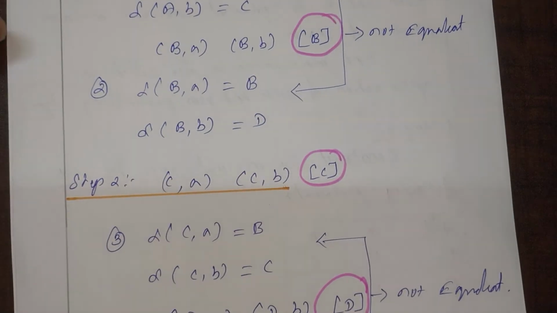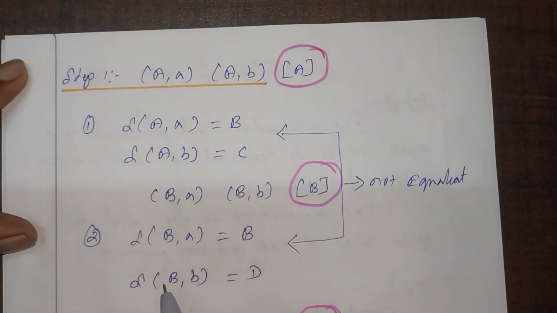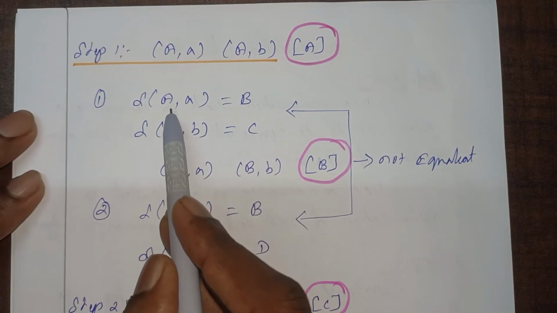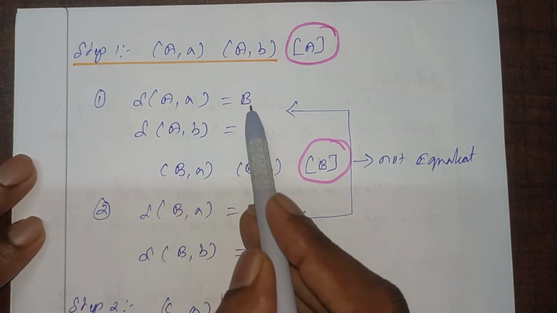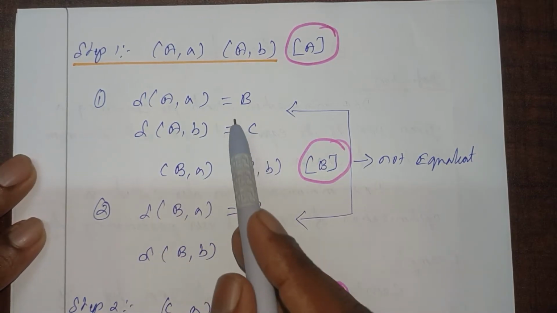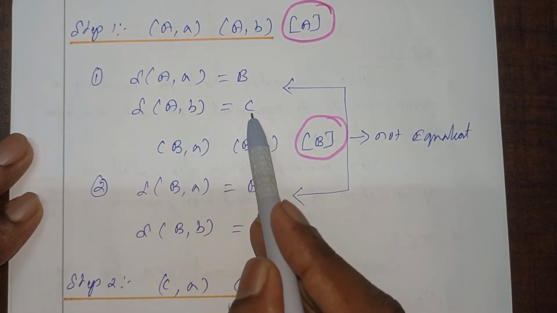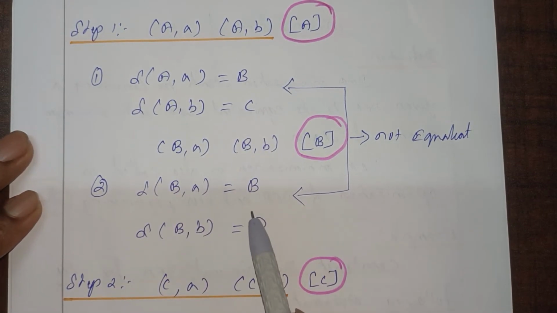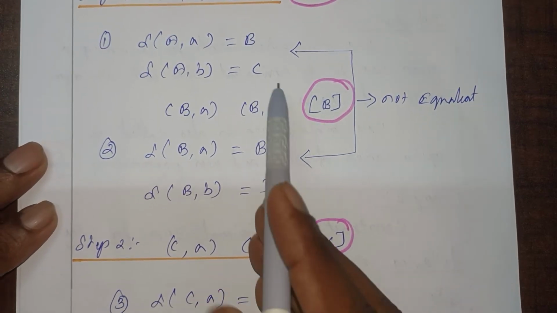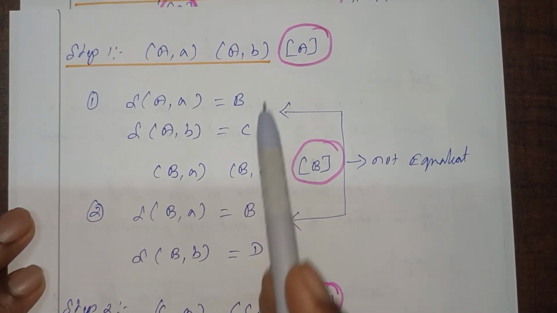Now you can check it. I am going to take lambda of capital A comma small a. I am getting the destination called B. You can refer to the diagram. And lambda of A comma small b, we are getting the destination called C. This is the easiest method, right? And I have taken that for capital A.